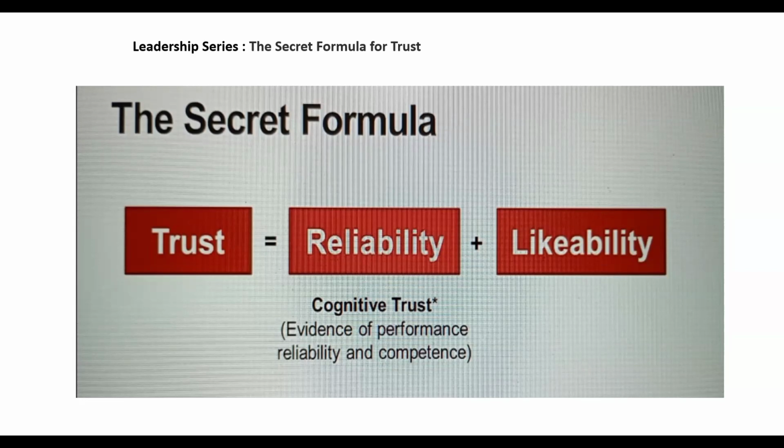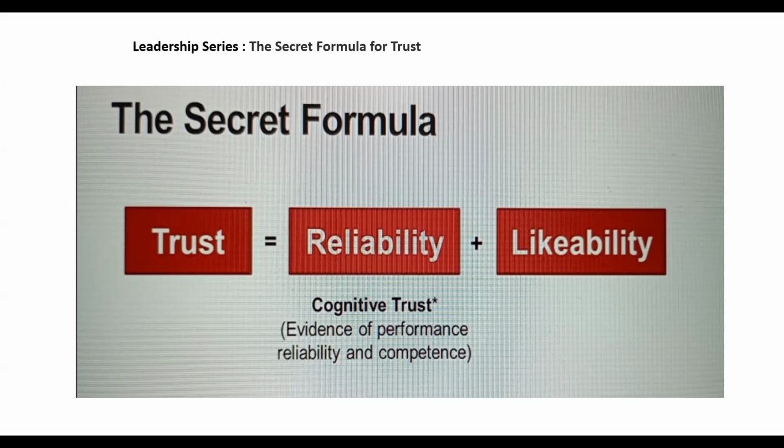As you see, trust is equal to reliability plus likability. First I will go through reliability, and after that I will go through likability. So let's start talking about what reliability is. If we go back to the trust equation, where trust is equal to reliability plus likability, our focus in this video is on the reliability portion of the trust formula.